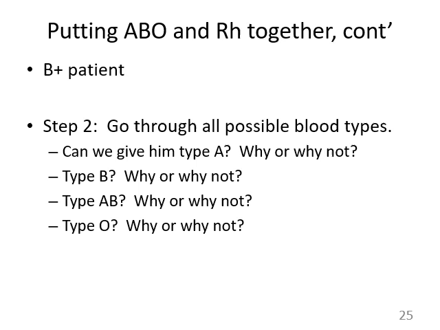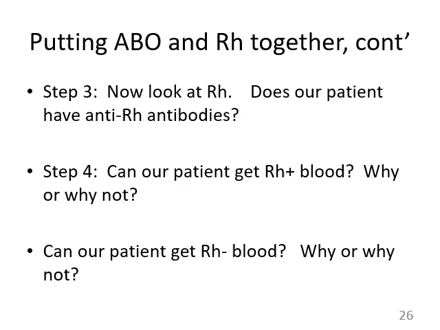Again, I just went through that on the last slide. Can we give him A, B, AB, O? We talked about that already. So now let's look at RH. We already know that we can give him B or we can give him O. Our patient is RH positive, which means there's no anti-RH antibodies. So can he get RH positive blood? Yes. So I would go back and say he can get B positive or O positive.